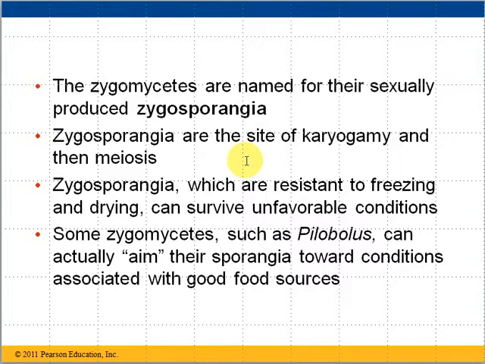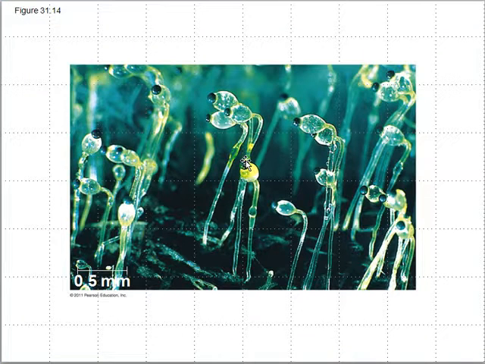So here's a good example. You can even go online and find video of this. This pilobolus, not sure if I'm pronouncing that correctly, has this fruiting body that rises up, and then it has the sporangia on top, and then it will actually turn or kind of face light, and it will shoot that sporangia toward a lit area.